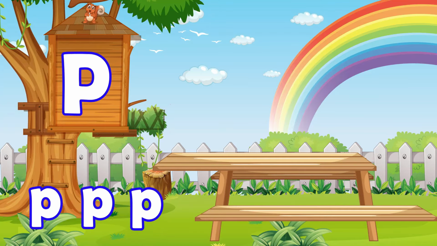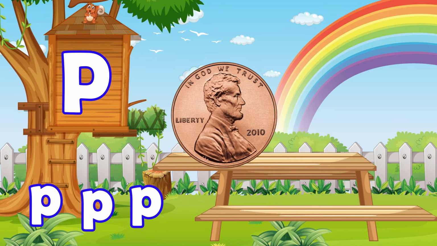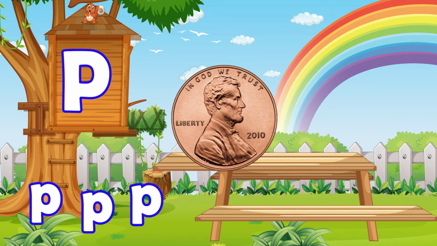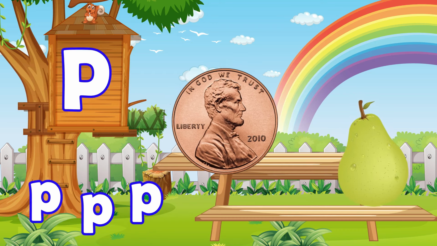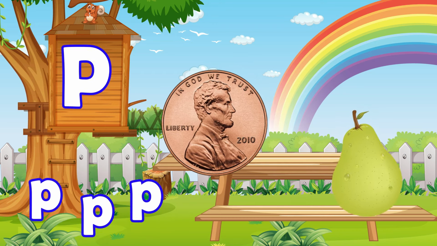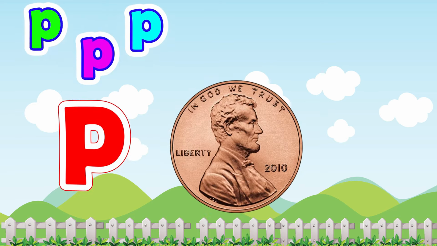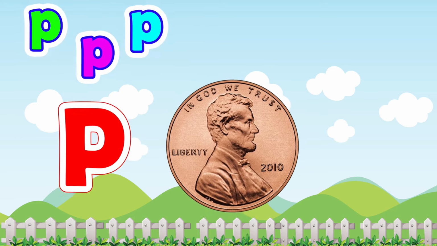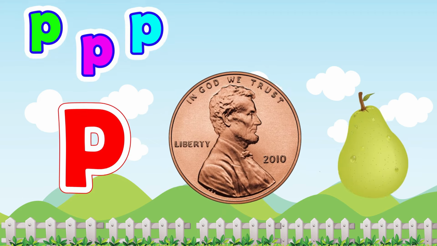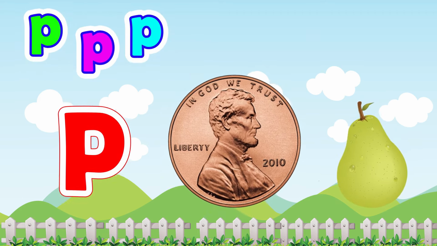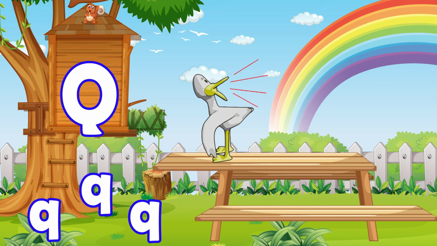P is for penny, p, p, penny. P is for pear, p, p, pear. P is for p, p, p, p, penny. P is for p, p, p, p, pear. Q is for quack.